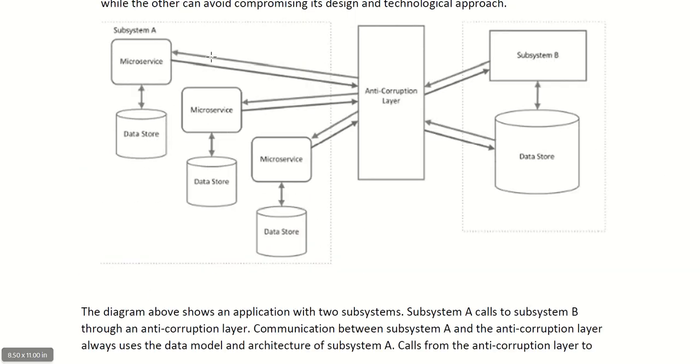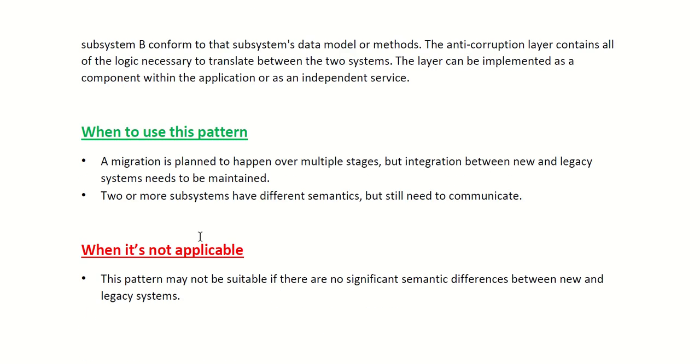For example, take this system: it's a modern day microservices architecture which uses an HTTPS based protocol, whereas subsystem B is a legacy system which makes use of remote procedure calls. Just for example, guys. In order to integrate these two subsystems, the anti-corruption layer will take the responsibility of receiving the modern day request message and transforming it into a request which is compliant with the legacy system. So these are the two scenarios where you have to use this pattern.